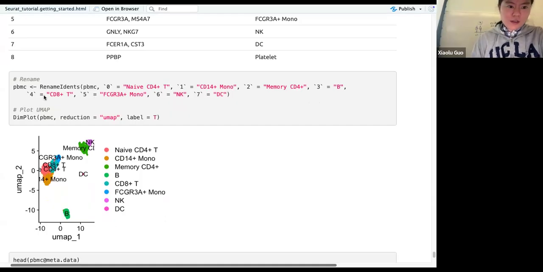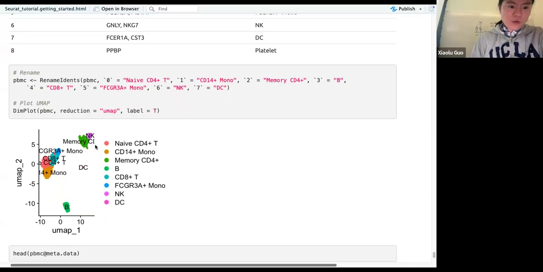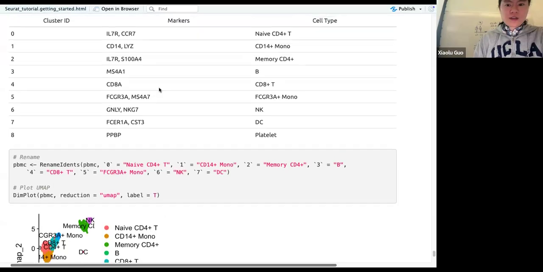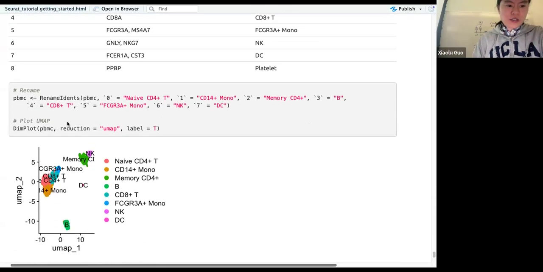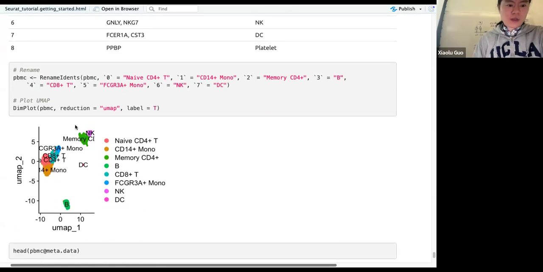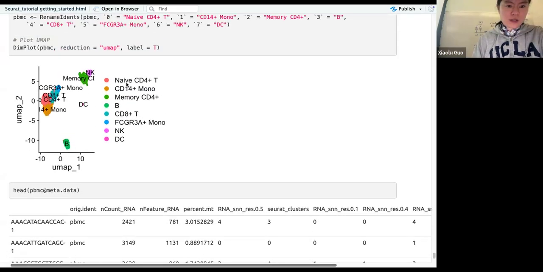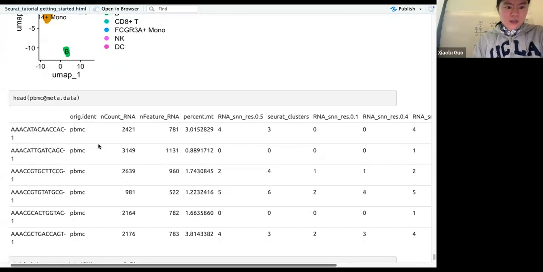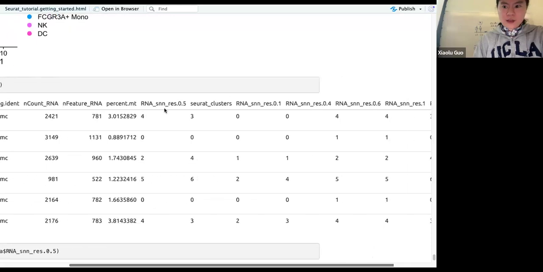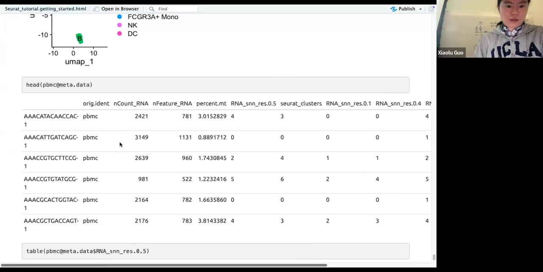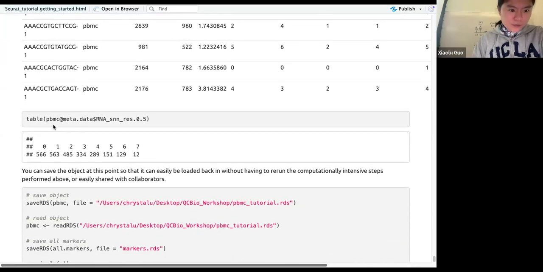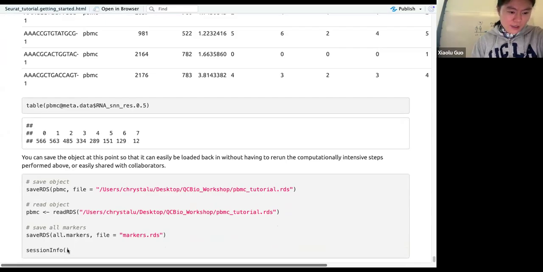And then we can label them as well. Based on the cell marker, once we decide the cell types, we can assign these labels to the object, and then we can label them in the UMAP. And here shows that. And then we can have a further look at the data.